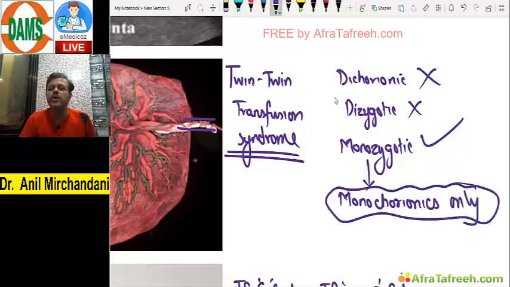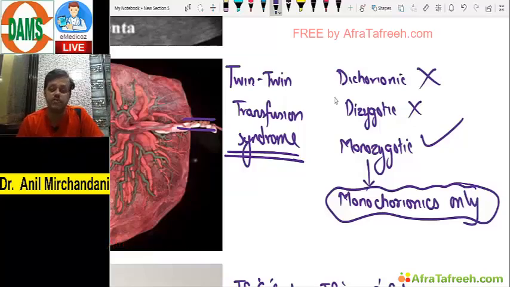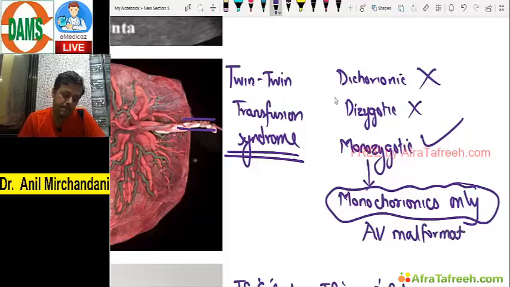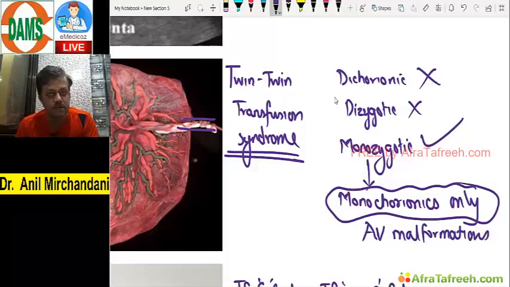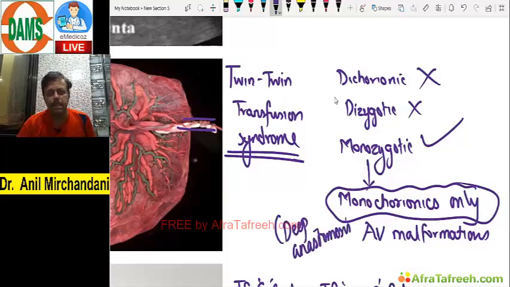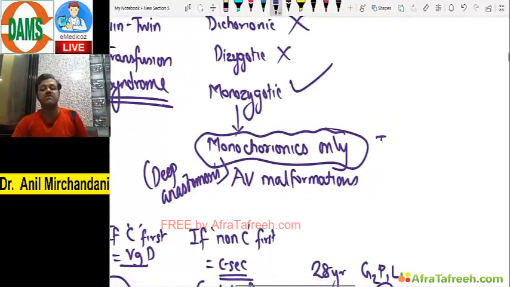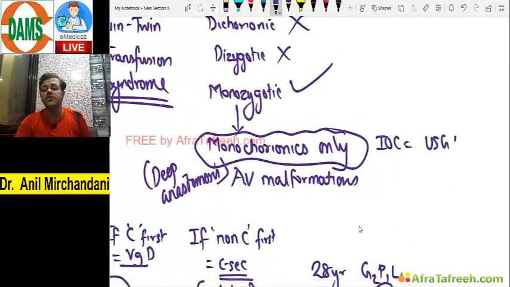Yeah, monochorionics. The babies sharing the same placenta will possibly have anastomosis between the vessels of the two babies. It is due to arteriovenous malformations between the two babies. Placenta sharing AV malformations, also called deep anastomosis. That is why one baby is the donor baby, the other baby is the recipient baby, and you know this, that the investigation of choice would be USG Doppler.